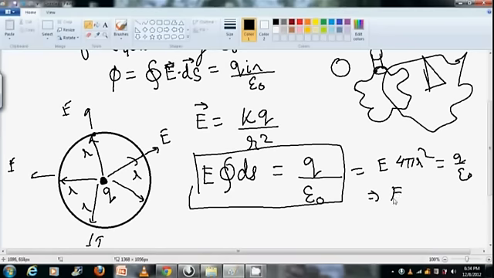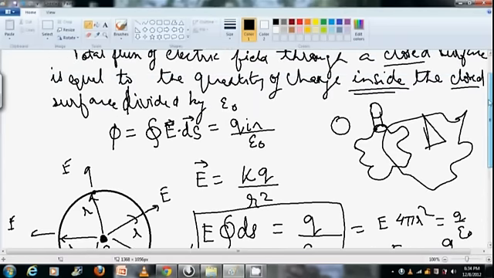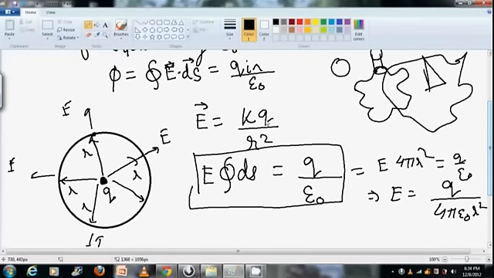So E will be equal to q by 4 pi epsilon naught r square. So I have got the same thing which I got using the Coulomb's law. Coulomb's law also gives me kq by r square, where k is nothing but 1 by 4 pi epsilon naught, which we discussed earlier. So we see that Coulomb's law and Gauss law give us the same result.